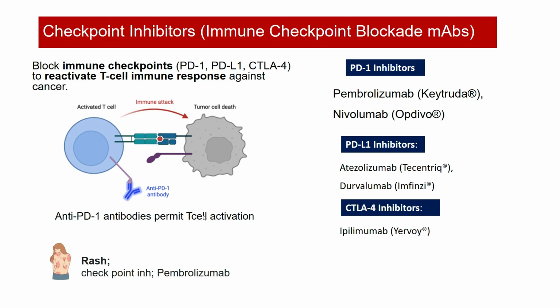In this case, you also have examples like PD-1 inhibitors. The most commonly used one is pembrolizumab, the brand name Keytruda. And also PD-L1 inhibitors and CTLA4 inhibitors. A common side effect of pembrolizumab is an immune rash, so watch for those side effects.